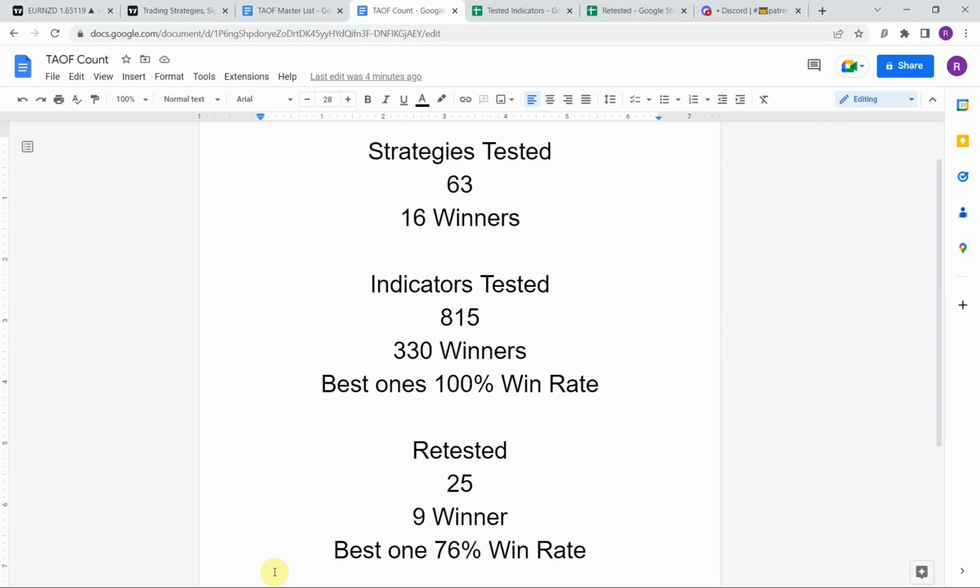We've also retested in the advanced testing 25 of the winning indicators. 9 of them have been able to maintain the winning status, the best one a 76% win rate. And keep in mind that we test most of the strategies and indicators on the Forex and crypto market, but they can be applied to just about any market and time frame universally.